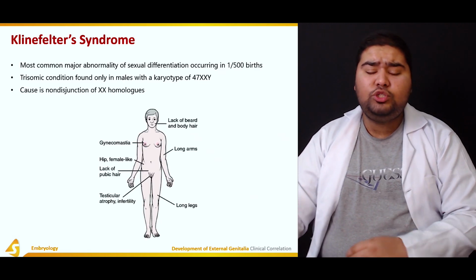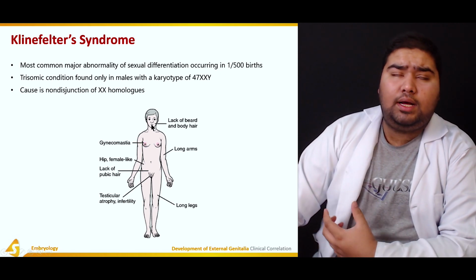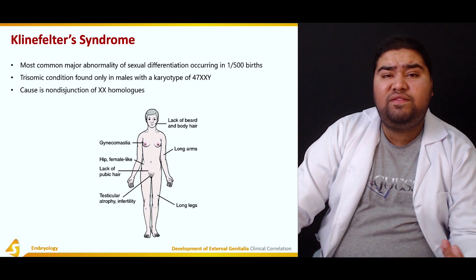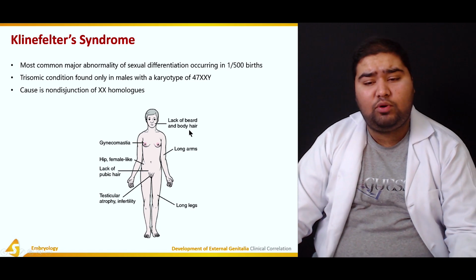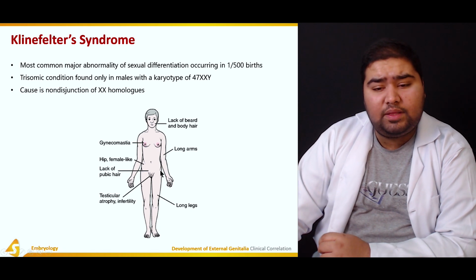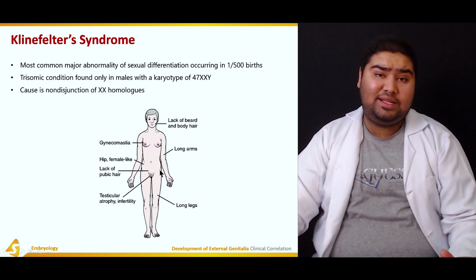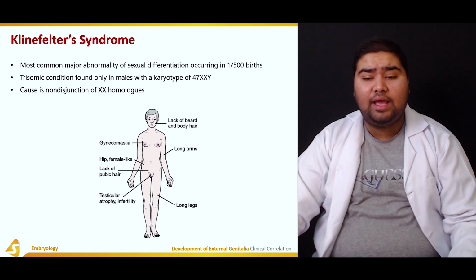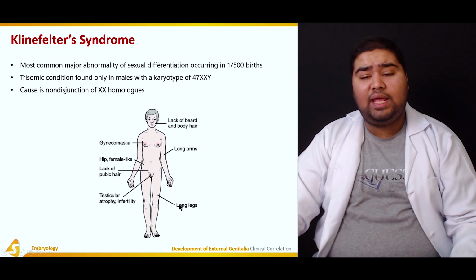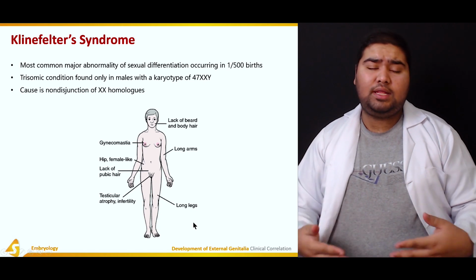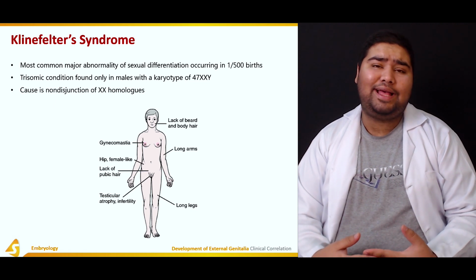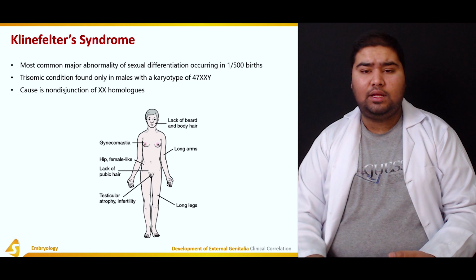So usually the clinical features include a tall adult male with feminine features. There's lack of beard and body hair. There's gynecomastia, long arms, and the pelvis is female-like. There's lack of pubic hair. There's testicular atrophy and infertility, and they have long legs. So generally the appearance is of an elongated male with gynecomastia and the absence of secondary sexual characters.